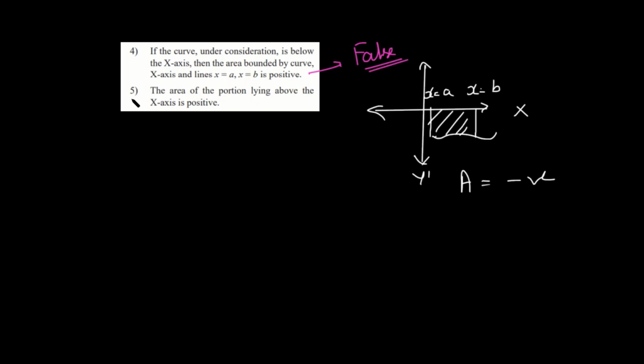Then coming to the fifth sum, the area of the portion lying above the x-axis is positive. Just now we saw that fact in the third question. That means this is true. This statement is true actually. So in this way we finish the true or false questions as well.